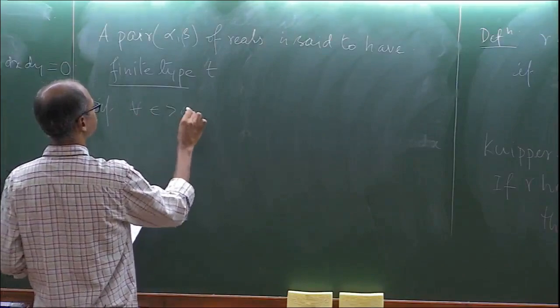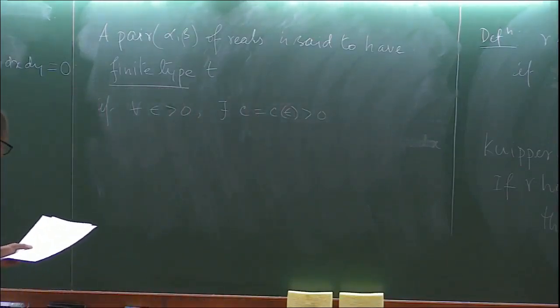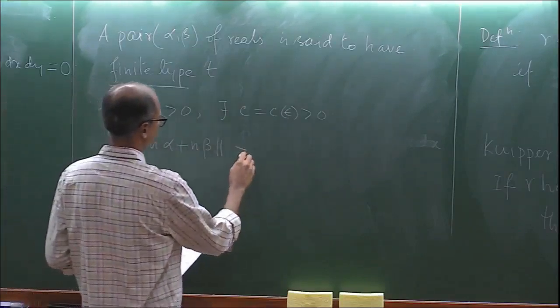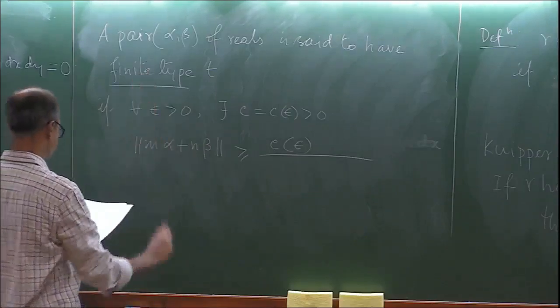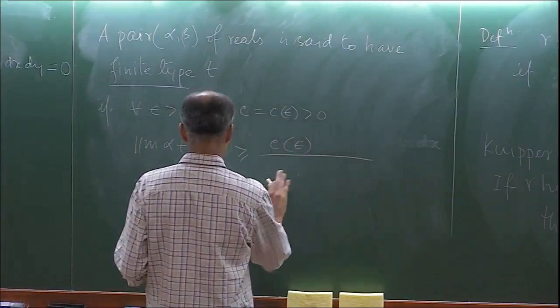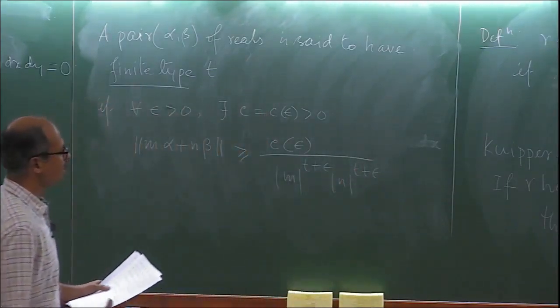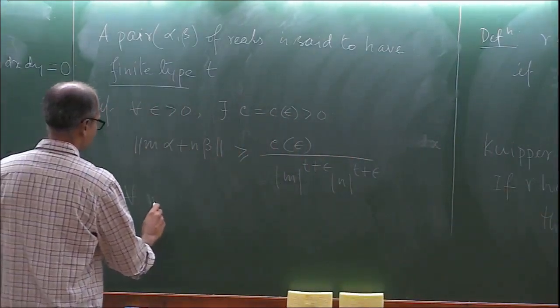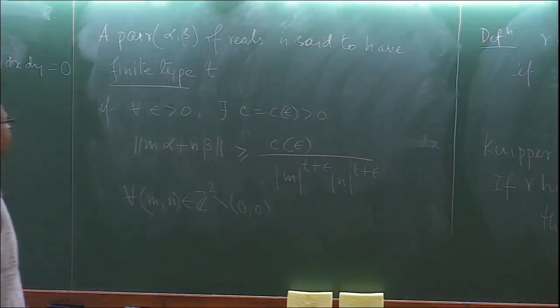for all epsilon there exists a positive constant, maybe depending on epsilon, such that the norm of m alpha plus n beta, where m and n are integers, is greater than or equal to C of epsilon, and C might also depend on alpha and beta, times the maximum of m to the t plus epsilon, n to the t plus epsilon, inverted. It's a very similar thing, for a linear form involving alpha and beta, for all non-zero integers (m, n) in Z^2 minus 0. So that's called finite type.